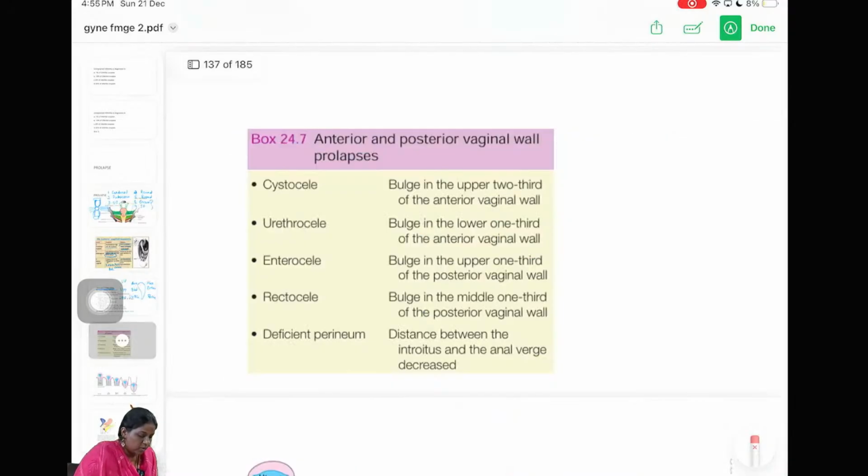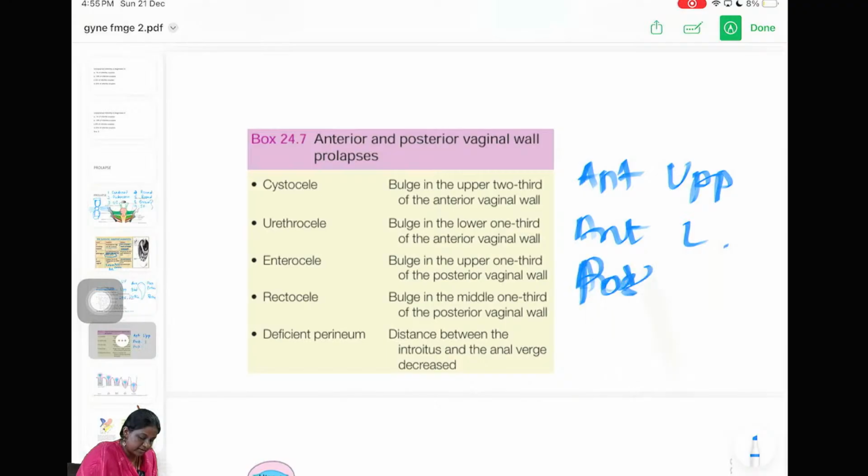Now, what is the terminology? Cystocele is anterior upper, urethrocele is anterior lower, enterocele is posterior upper, and rectocele is posterior lower. And the last is deficient perineum, which means that the space between the vagina, that is the introitus, and the anal verge is very less.